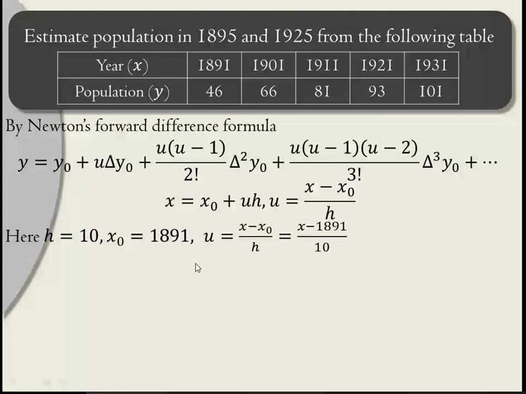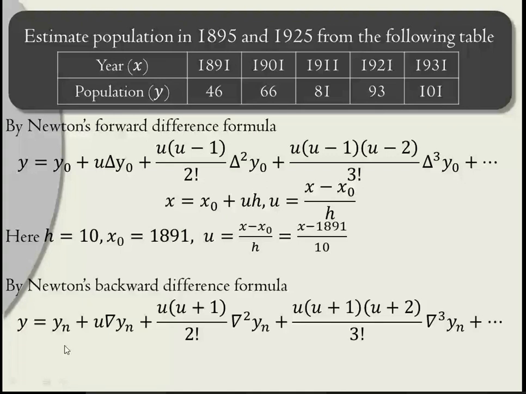Okay. By same way, write down the formula for backward difference. Replace y naught by yn, replace delta by nabla. Okay, so replacing that terms, we get this term. On negative terms, take all the terms as positive.